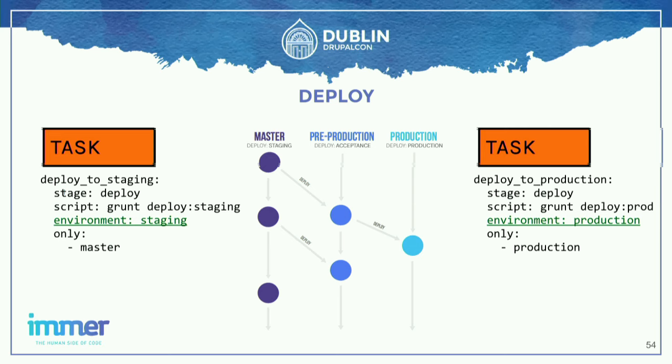So here I've got two tasks. I've got the deploy to staging task and the deploy to production task. And the deploy to production task only runs on the production branch, and the deploy to staging task only runs on the master branch. So this offers you the possibility to have these branch mappings. Branch always maps to a certain environment.